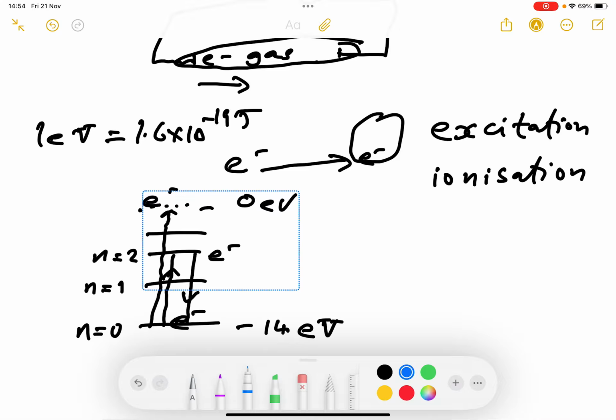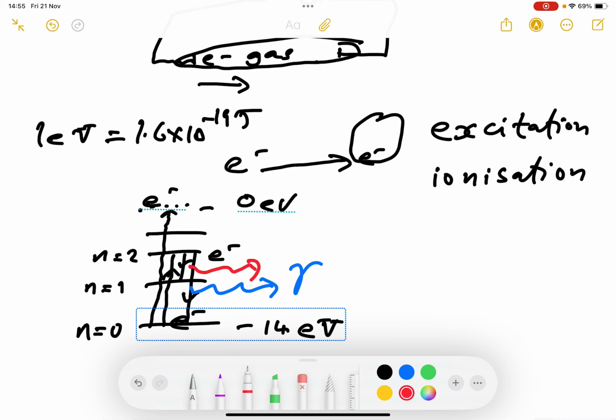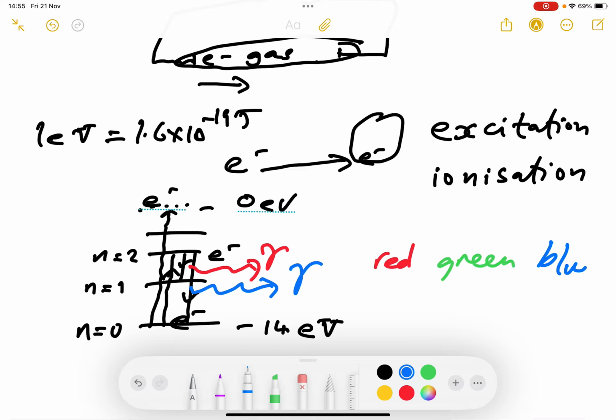How does it get rid of its energy? It will give out energy in the form of a photon. It doesn't have to go right back in one go. It could go back via a smaller jump, and a smaller jump will result in a longer wavelength photon. So if we just have a quick reminder, the electromagnetic spectrum simplified: red, green, blue.